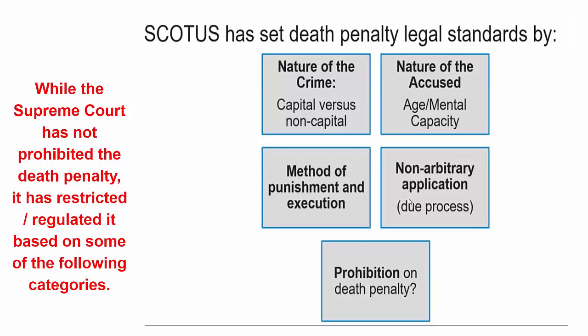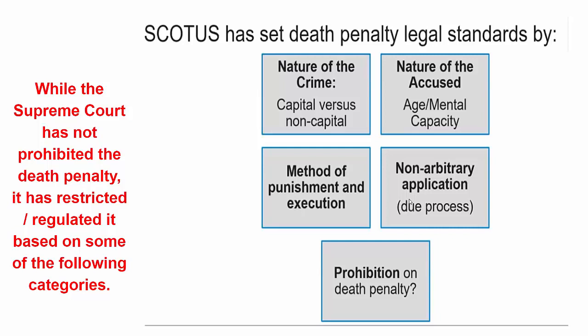Now, SCOTUS has never prohibited the death penalty since then, of course, but it has been restricted and regulated, and they've restricted and regulated it based on the following categories. The Supreme Court has said, hey, the nature of the crime matters. So when deciding to put someone to death, it needs to be an especially serious crime, and that almost always means murder. The nature of the accused: the age of the accused, if they're under 18, or their mental capacity, if they're considered to be of a lower mental capacity, then the courts have ruled those would be reasons why someone might not be able to be put to death.